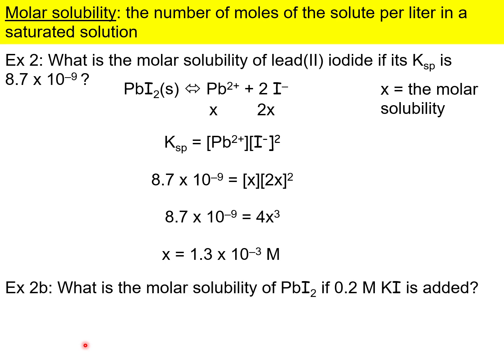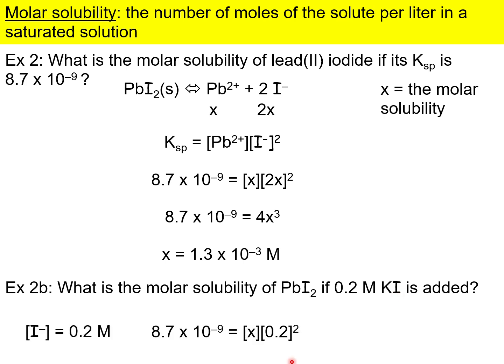So what is the molar solubility if we spike the solution with some additional iodide? Remember, potassium is one of those spectator ions. It's not going to be participating in anything. But the iodide is definitely in this equilibrium. So this time, instead of using 2x for the iodide, we know what it is. It's 0.2 molar because that's how much we added to it.